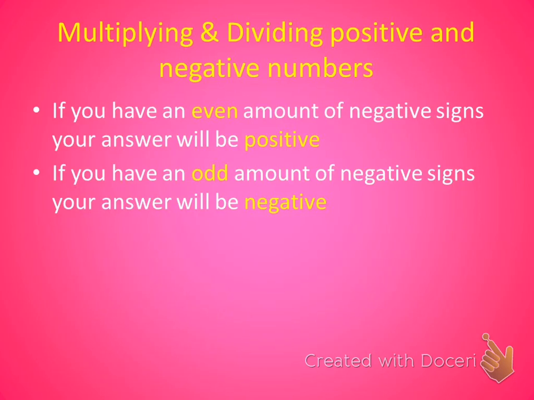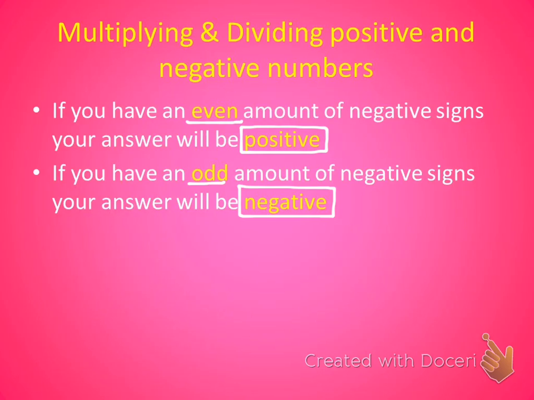When you multiply and divide by positive and negative numbers, all you have to do in order to find out is my answer going to be positive or is my answer going to be negative is look at your problem. If you have an even amount of negative signs, your answer will be positive. Remember, even numbers are 2, 4, 6, 8, and it can keep going, okay? But if you have an odd amount, 1, 3, 5, 7, keep going, your answer will be negative, okay?